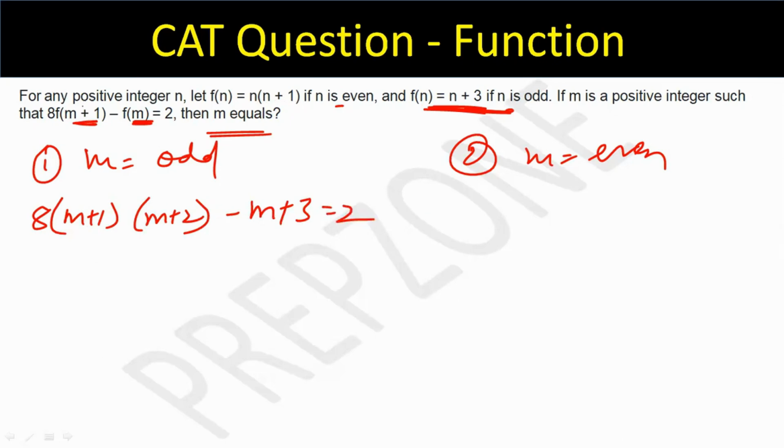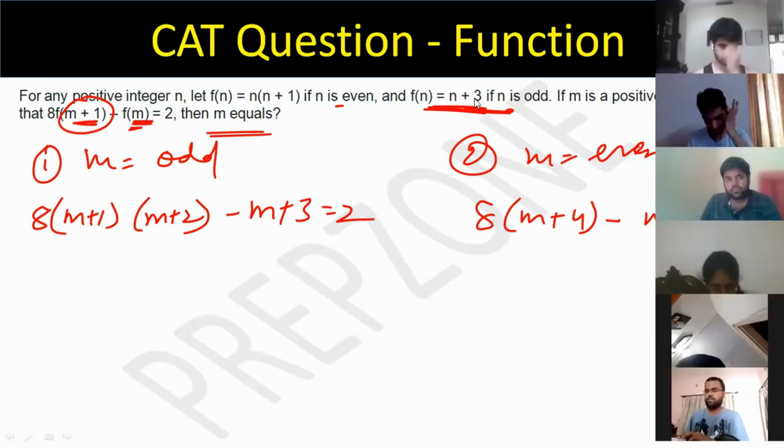And when m is even, m plus 1 will be odd. If this is odd, it has to be n plus 3. So this is nothing but m plus 4. Since m is even, f(m) will be m into m plus 1. m into m plus 1 equals 0. Is everyone clear with this? I've simply made two expressions because there could be two possible cases. Vishal, your answer is wrong.